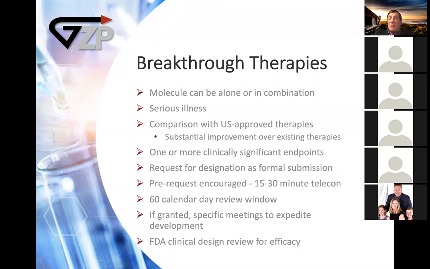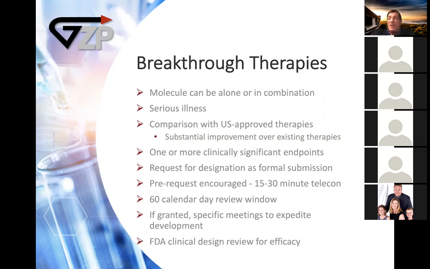Breakthrough therapy designation is like Fast Track on steroids. The molecule can be alone or in combination. Again, serious illness. You have to make a clinical comparison with US approved therapies. That is a drug, a biologic drug, a medical device, or what have you that is available through sale in the US, and show substantial improvement over all existing therapies. So the breakthrough therapy designation hurdle is quite high. However, if you get it, it gives you accelerated review, accelerated meetings, kind of, again, Fast Track on steroids.